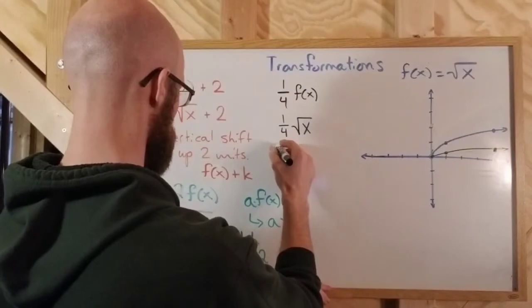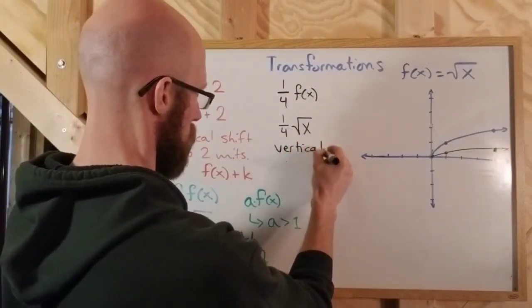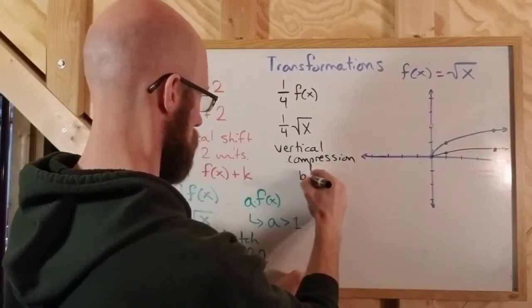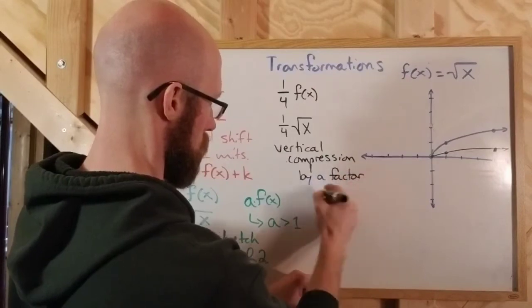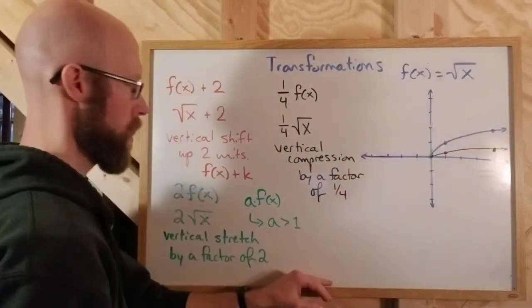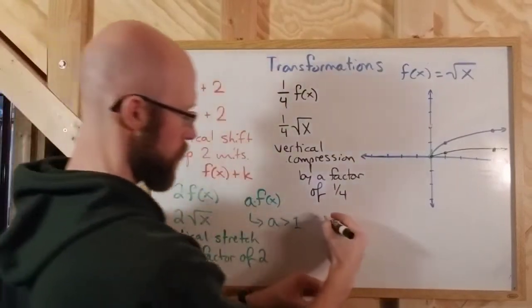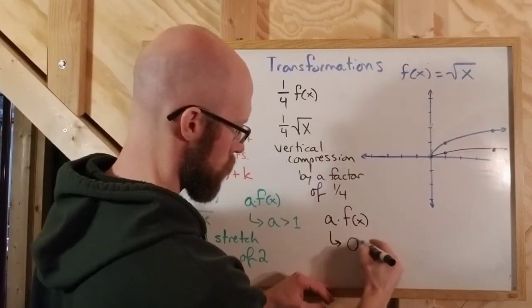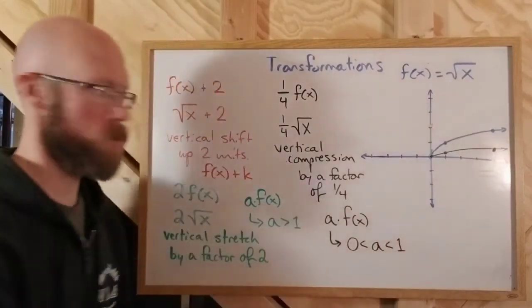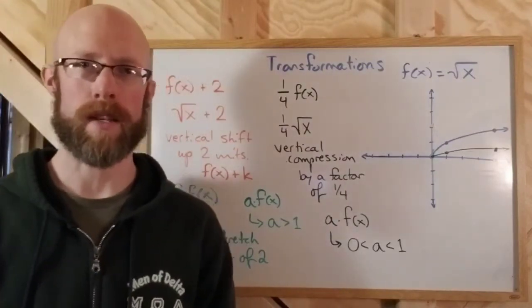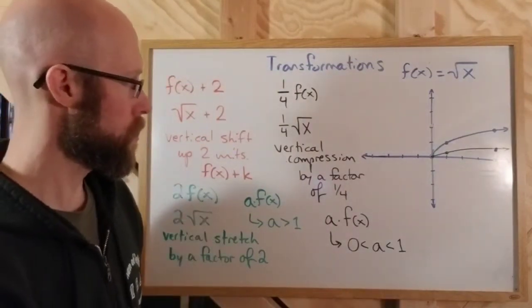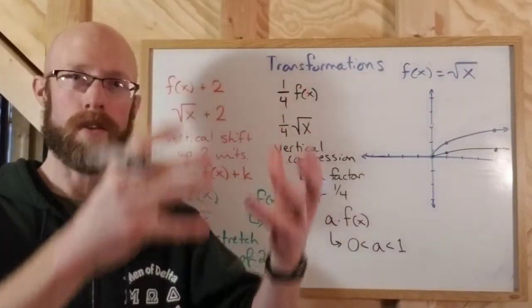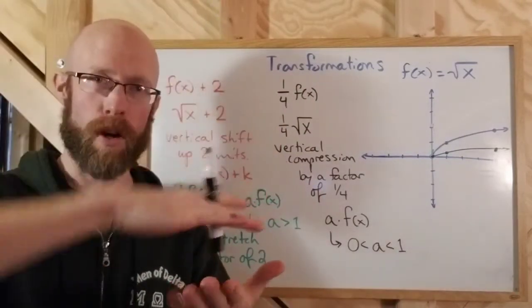This would be a vertical compression by a factor of 1/4. And again, it's similar to the stretching. It's a times f of x, where this time the a value is between 0 and 1. So you're multiplying by a number less than 1, essentially. So that gives you 3 different types of transformations vertically. You have your shifting up and down, your stretching, and your compressing.